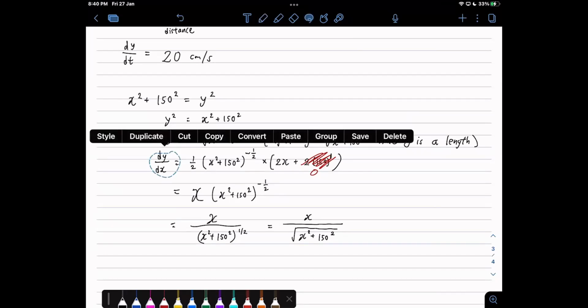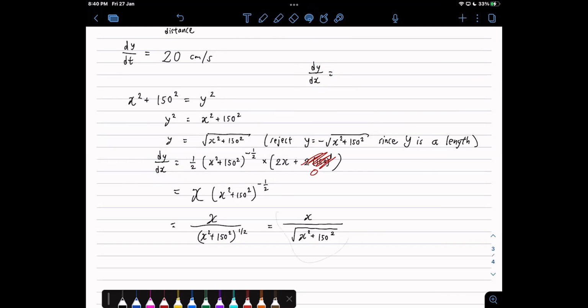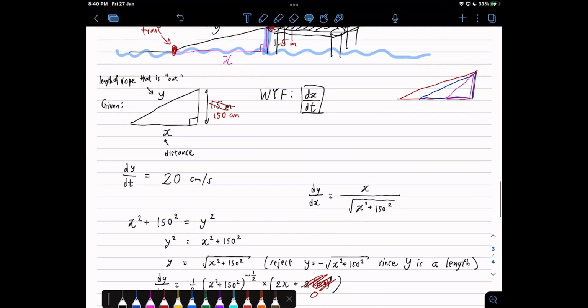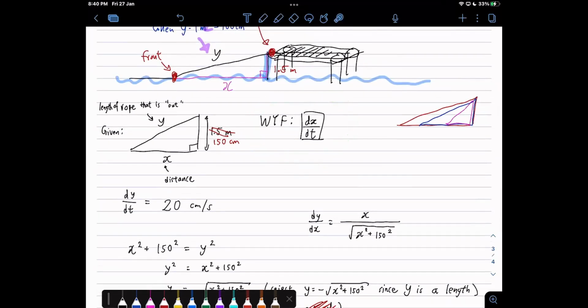Is that the final answer? If you remember the question. You have to sub in. That's why you should write down this WTF. Wow, write down WTF, you still cannot remember. You must look back. Dx by dt is what you want. So is this the final answer?